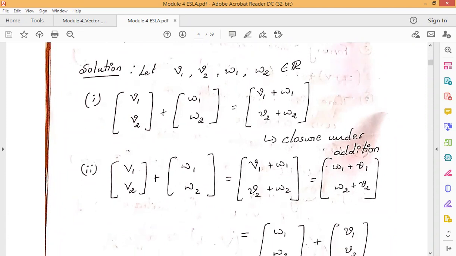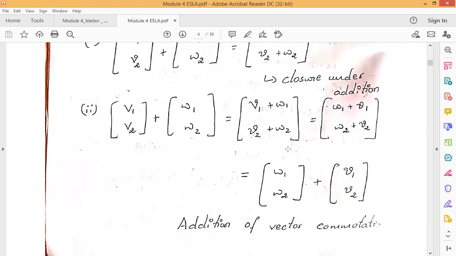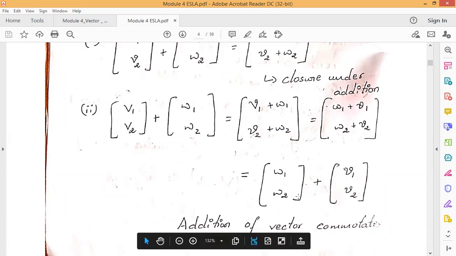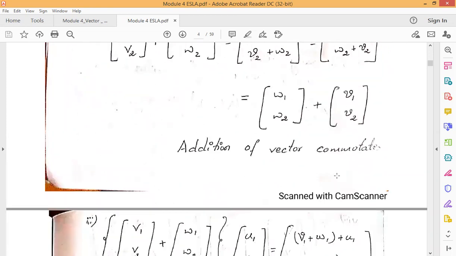And similarly, you can also check the commutative property. Commutative property means that whenever you add these elements, it results in v1 plus w1 and v2 plus w2. If you reverse the order as w1 plus v1, w2 plus v2, it can be written as w1, w2 plus v1, v2. So it is vice versa. As you know, a plus b must be equal to b plus a. So this property is proved here.